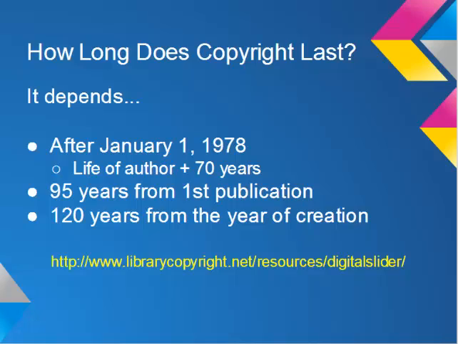For an anonymous work, or a work made for hire, the copyright endures for a term of 95 years from the first year of its publication, or a term of 120 years from the year of its creation, whichever expires first. For works first published prior to 1978, the term will vary depending on several factors.